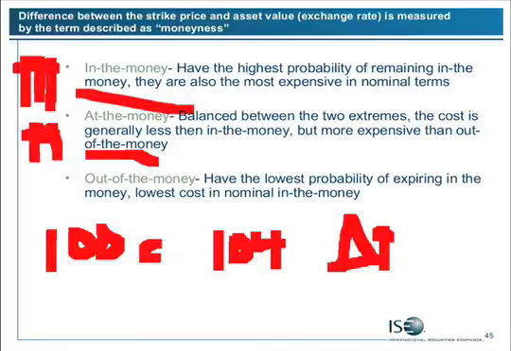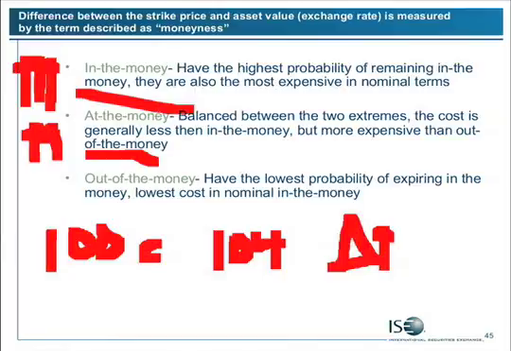The out-of-the-money options have low deltas. Let me just type it in. So in the money options have the highest deltas. At the money options have moderate deltas, and out of the money options have low deltas.